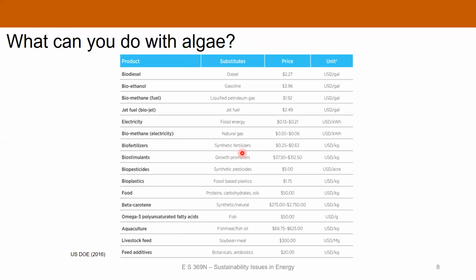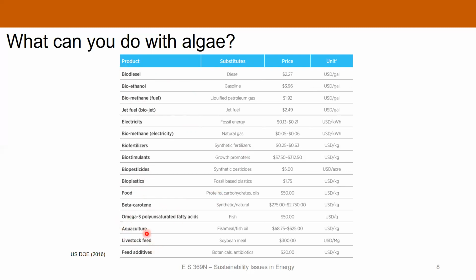Now, what can you do with it? Like I said, the biomass contains a lot of different chemicals, and it can be broken down and used to make new chemicals. Everything from biodiesel to bioethanol and biomethane. You can make biojet fuel. What else? Bioplastics, biopesticides, food, protein substitutes, that sort of thing.